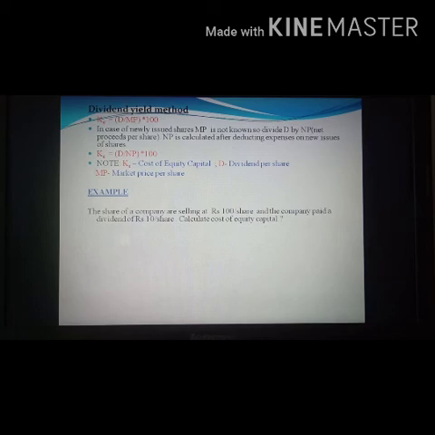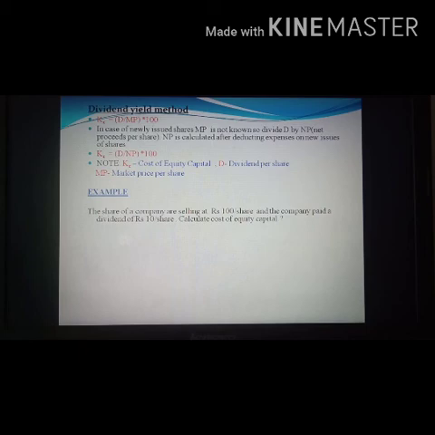For the dividend yield method, the formula is KE, the cost of equity share capital, equals D divided by MP into 100. KE is the cost of equity share capital, D is the dividend per share, and MP is the market price of the share. In case of newly issued shares, the market price MP will not be known. So we must take net proceeds instead of MP.